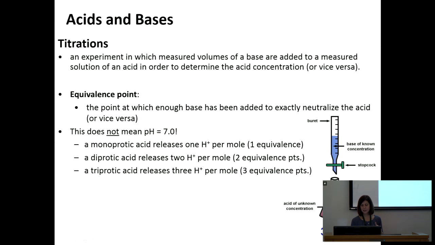Most of the time when we're titrating, we're looking at a monoprotic acid, which just releases or ionizes one hydrogen ion. Does anybody know an example of a diprotic acid? H2SO4, so sulfuric acid is an example. Anybody know a triprotic acid? Yeah, phosphoric acid, H3PO4.